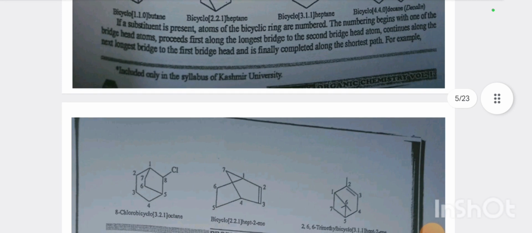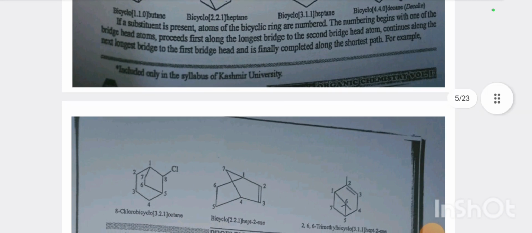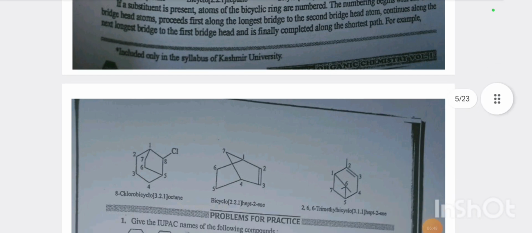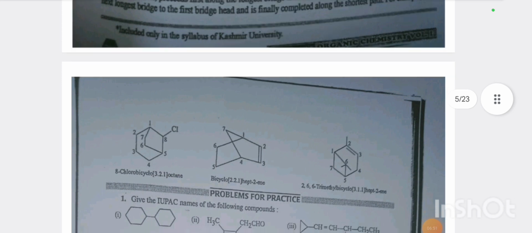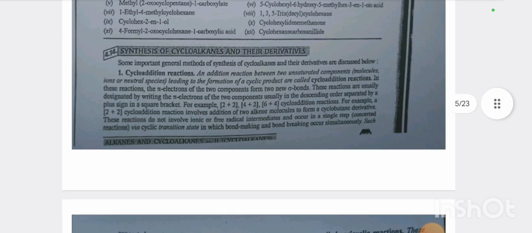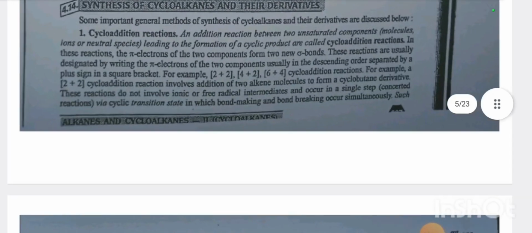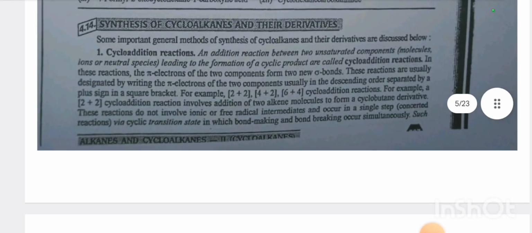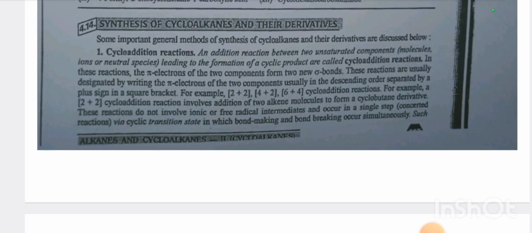If a substituent is present, the atoms of the bicyclic ring are numbered. The numbering starts with one of the bridgehead atoms, proceeds first along the longest path to the second bridgehead, and is finally completed along the shortest path. Synthesis of cycloalkanes and their derivatives. Some important general methods of synthesis of cycloalkanes and their derivatives are discussed below.